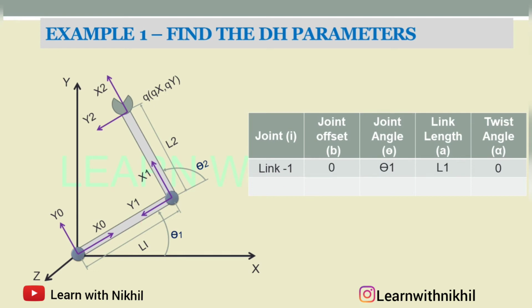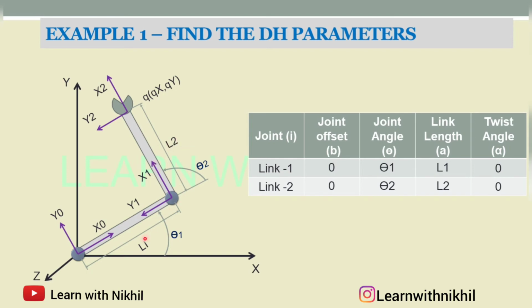Same thing, we have to find the 4 parameters for the link 2 also. So for this second link, again the joint offset is 0, as it is not moving in the z direction, and this z is parallel with this z. So the joint offset is 0. Again the joint angle is theta 2, the link length is L2, and the twist angle again here is 0, as this x is in line with this x. So this twist angle is 0.